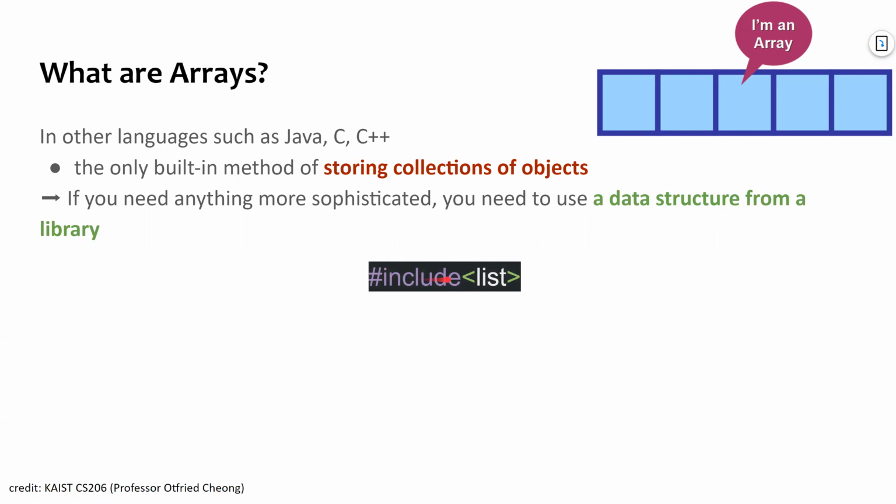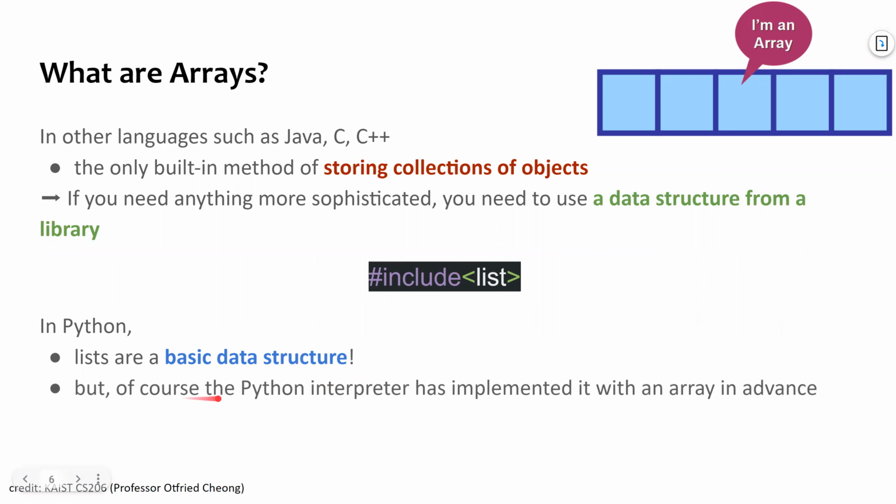For instance, if you're using C++, you need to include the list library to use a good array that offers a variety of functions. On the other hand, in Python, lists are a basic data structure. But of course, the Python interpreter has implemented it with an array in advance. That's why we can use lists without importing any libraries.